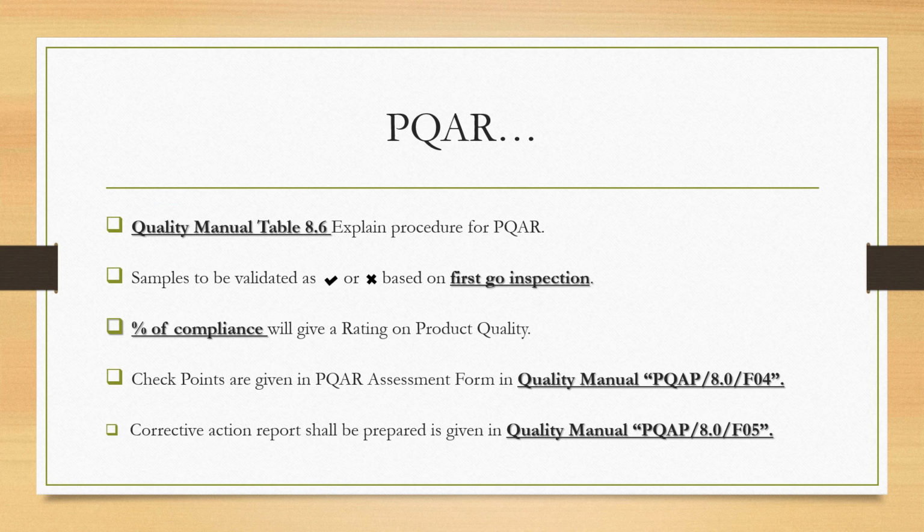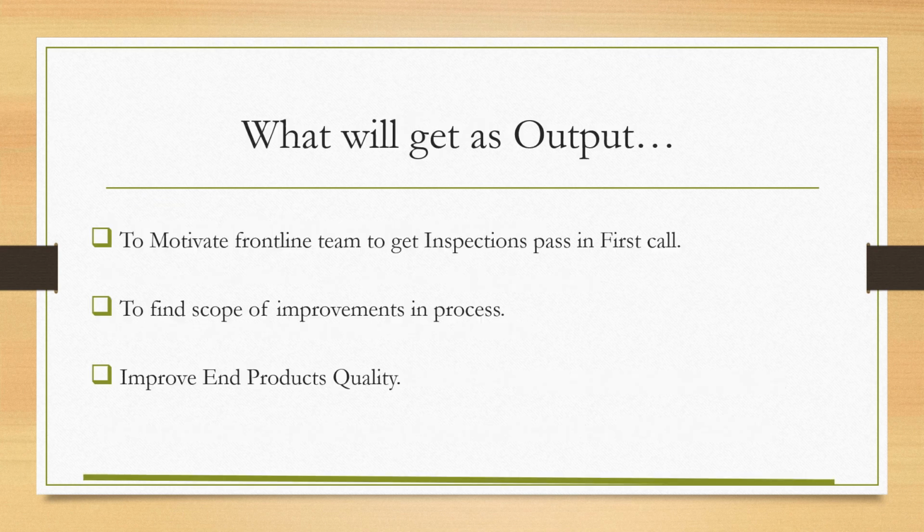The checkpoints are given in the PQAR assessment form. Based on this, the assessment will happen. And also we will prepare a corrective action report and circulate it to the site team for their improvements. So what will we get as output? By implementing PQAR, it will motivate the frontline team to get inspections passed in the first go, and we will find the scope of improvements in the processes involved, and also we will improve the end product's quality.